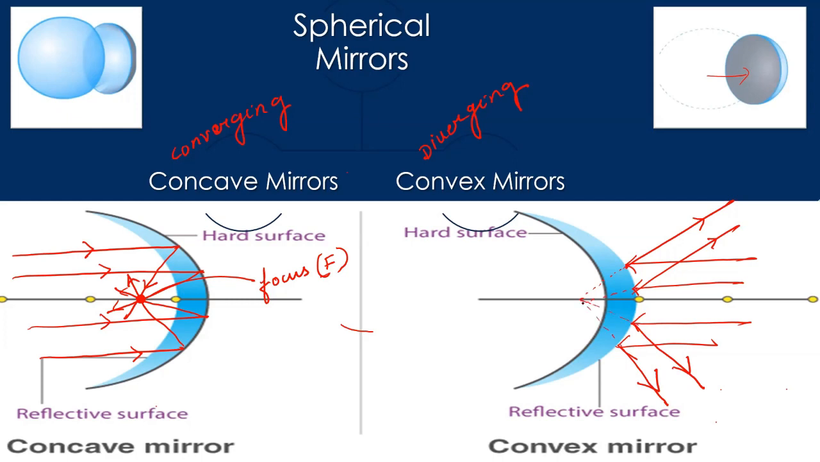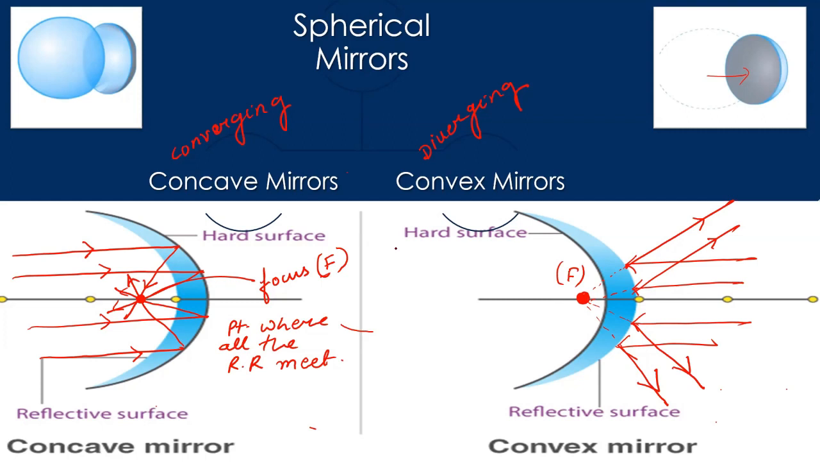We are taking these diverged light rays behind, and the point from where these light rays appear to come from becomes the focus of your convex mirror. Okay, so focus for a concave mirror is the point where all the reflected rays meet at a point. That point is called focus. And in case of a convex mirror, we can define the focus as the point from where reflected rays appear to come from.